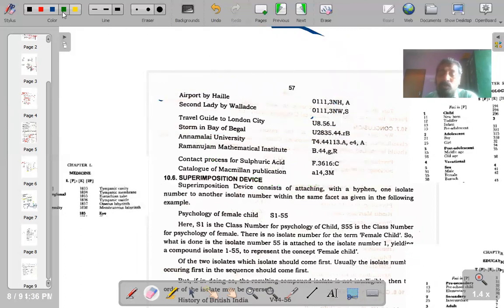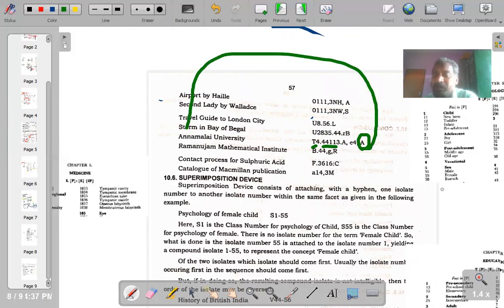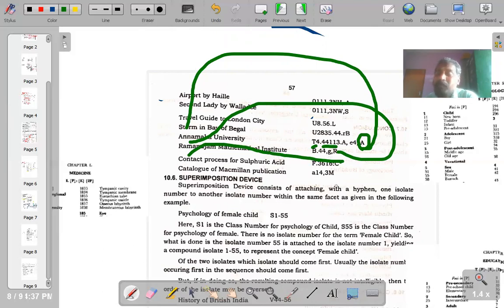For example, we want to give a number for something like Annamalai University. So we say T for education, 4413. Everything is fine. And this last A stands for Annamalai University. The same way, here this R stands for Ramanujam Mathematical Institute. And here the C stands for contact process. What is the process? Name of the process: contact process. Here, catalog of Macmillan publication. M stands for Macmillan, the name of the publisher.